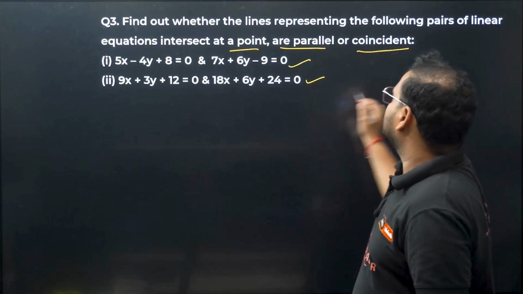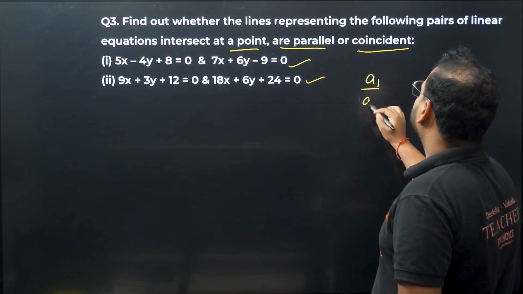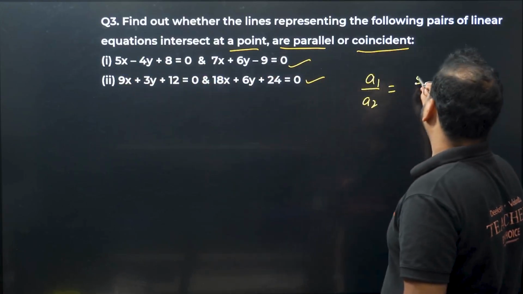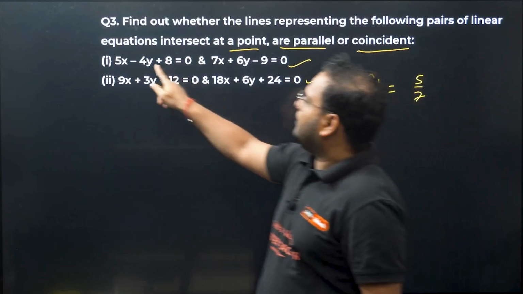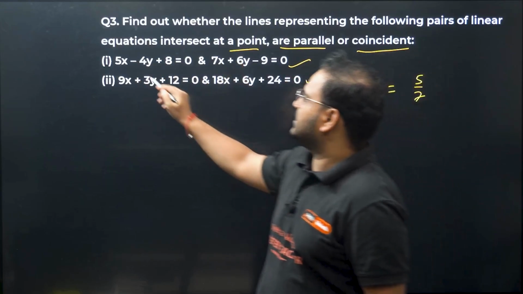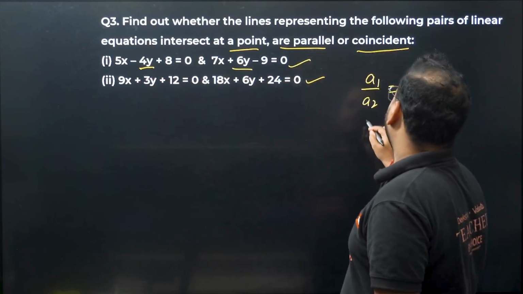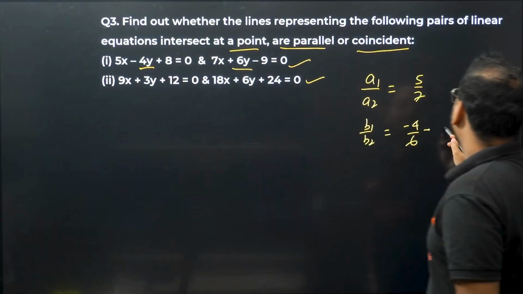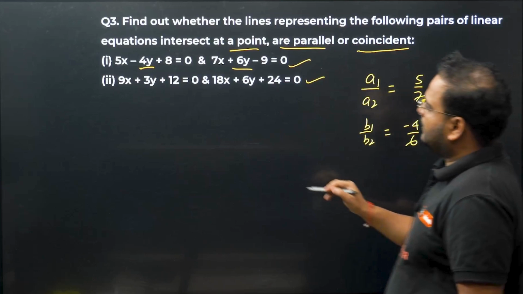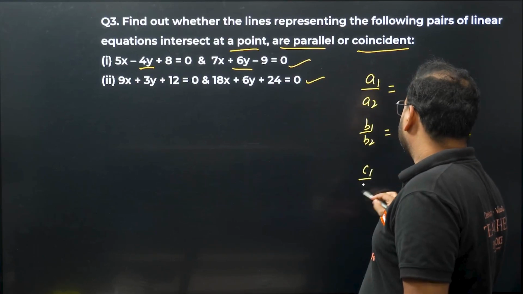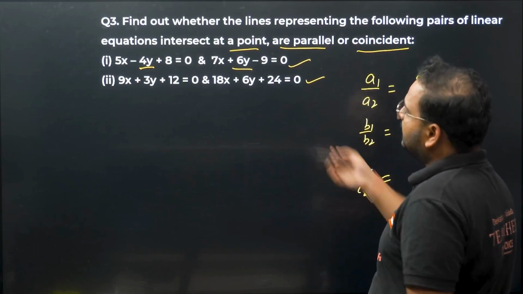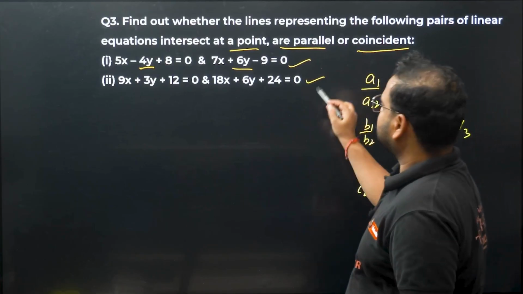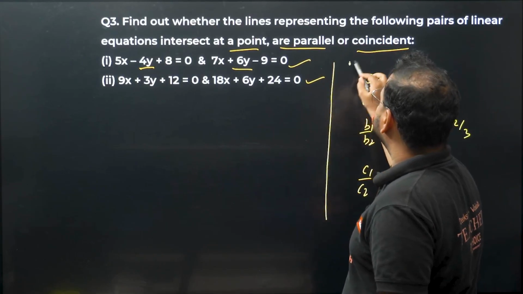So how do you do that? Ratios. A1 by A2, how much is that? Please check. 5 by 7. Over here minus 4 by 6. Check this out. Minus 4 by 6. That is B1 by B2. Minus 4 by 6. How much is that? Minus 2 by 3. And the C1 by C2 is nothing but 8 by minus 9, right? 8 by minus 9. This is all for question number 1, I guess.